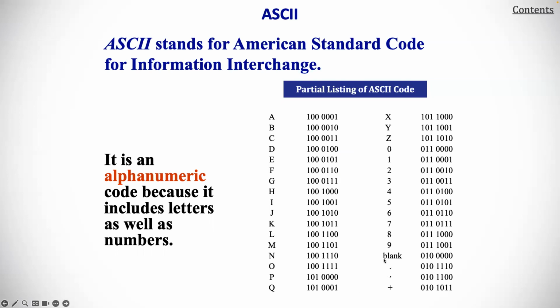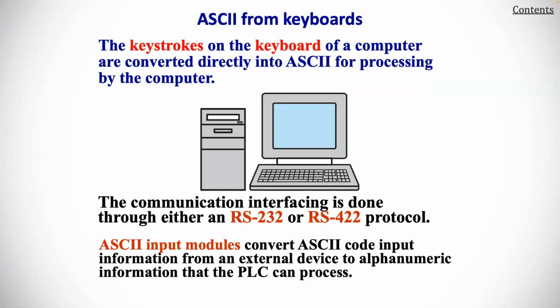Even a blank space is something that you need to include. The keystrokes on the keyboard of a computer are converted directly into ASCII for processing by the computer. The communication interface is done through either an RS-232 or RS-422 protocol. ASCII input modules convert ASCII code input information from an external device to alphanumeric information that the PLC can process.